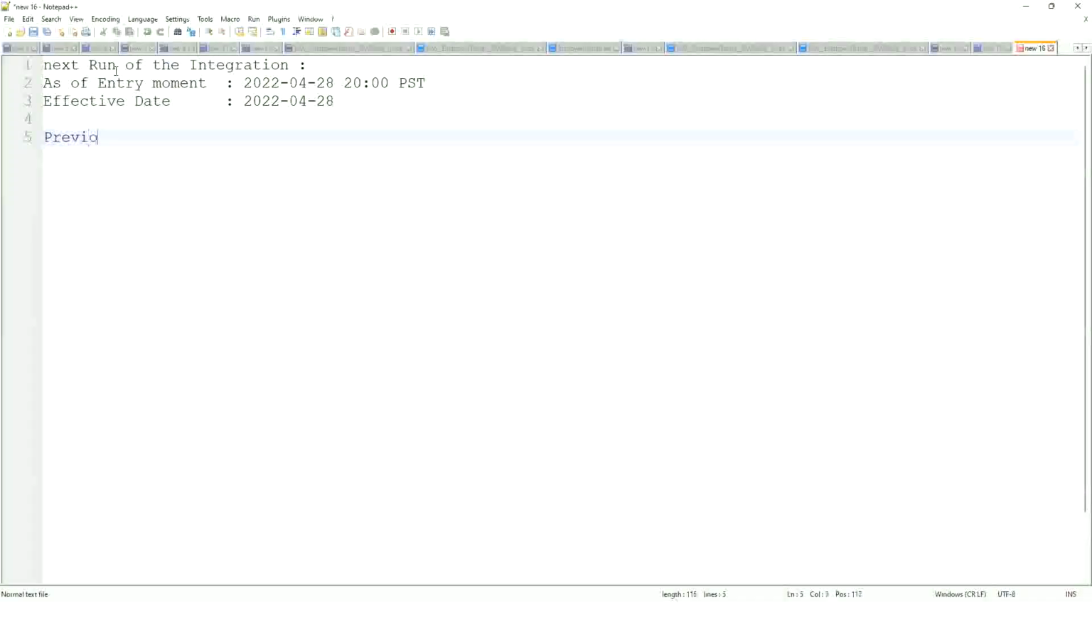Now the last run. In the previous run of the integration, the as of entry moment was 2022-0421, 20:01 PST. So it started at 00. It took 1 minute to complete. And the effective date the last time the integration ran was also 2022-0421.